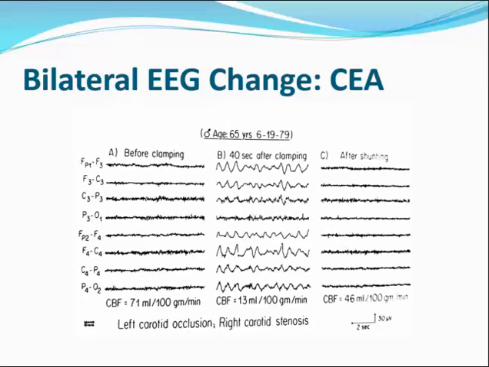So you see here, before clamping, a lot of theta activity. And after clamping, you see a lot of delta activity starting to come in. Cerebral blood flow was 71 milliliters per 100 grams per minute. Now it's down to 13 at clamping. And after shunting, it goes back to 46. And you start to see some of that fast activity coming back.